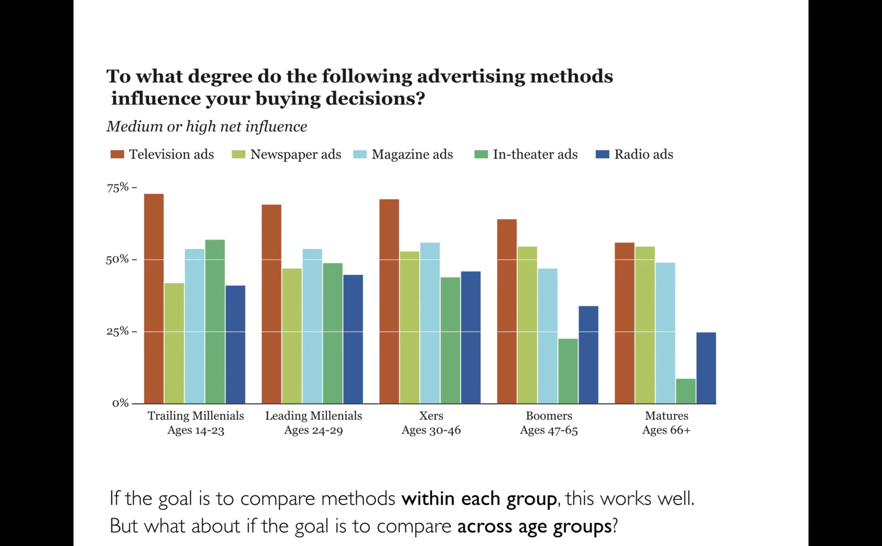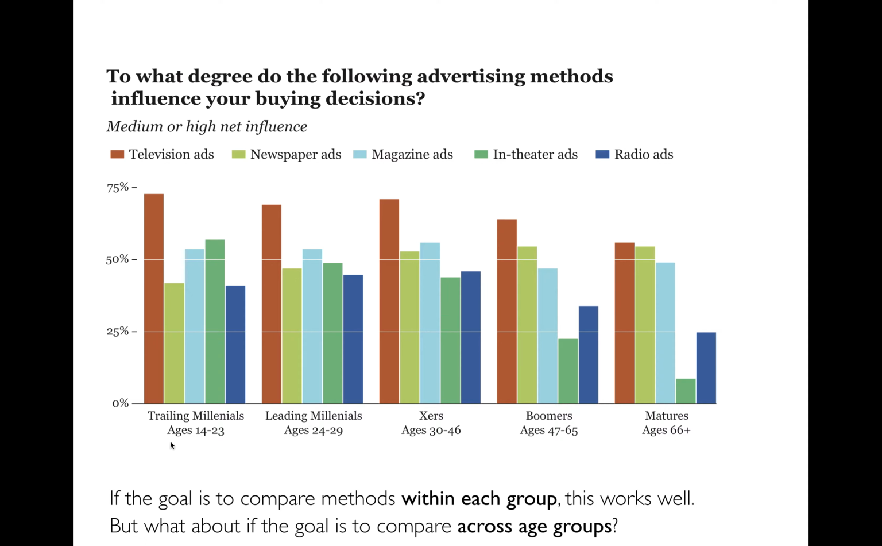Let's begin with a very simple example. Take a look at this chart. This chart comes from a report that shows what percentage of people in different age groups say that they are influenced in their buying decisions by different kinds of media. So this is the way to read this chart.